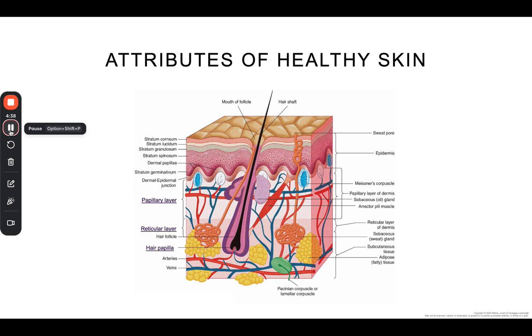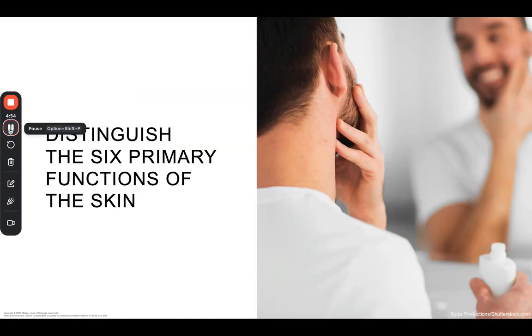Healthy skin is slightly moist, soft, smooth, and somewhat acidic, which means that the pH of the skin is around 5 on the pH scale. So that means that the skin is somewhat or slightly acidic.